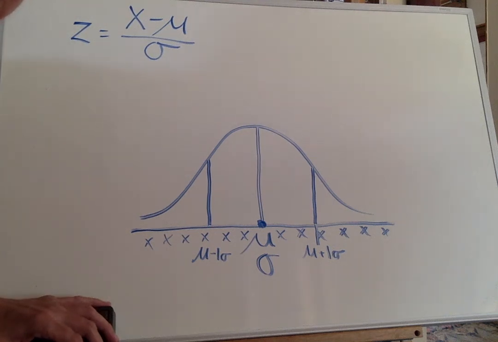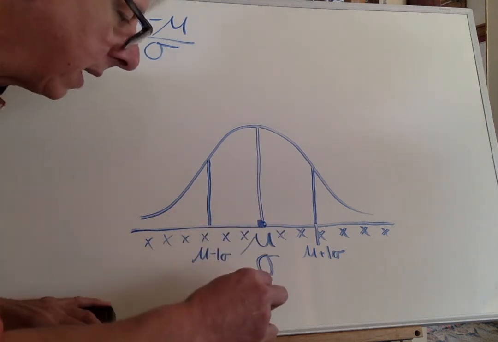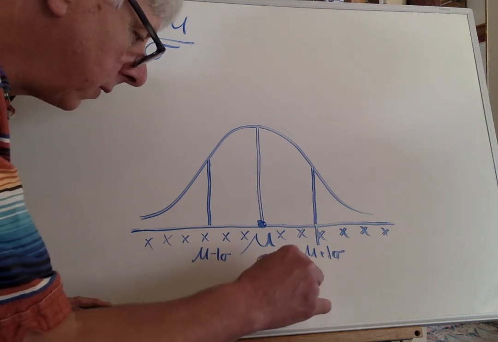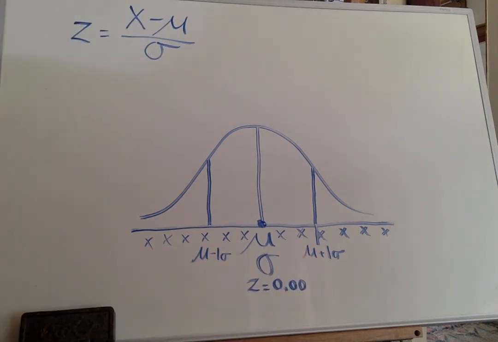And sometimes people are like, how do you know what the z-score is going to be right there? Well, we have to remind ourselves of the conceptual meaning of the z-score. It's how many standard deviations away from the mean you are. If you are at the mean, then your z-score is going to be 0, okay? Because you're 0 standard deviations away from the mean.